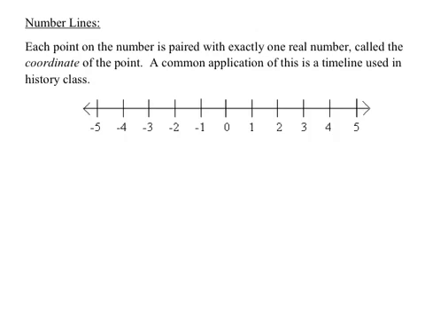Now, let's take a look at number lines. This should be a refresher for you from your previous courses. But what we want to think about is that each point on the number line is paired with exactly one real number, and this is called a coordinate. This is one of our most basic definitions of coordinates. So we're looking at a coordinate on the number line system, not on the Cartesian plane, not on an XY axis. So if you were asked to graph the coordinate -2, it's simply right here at -2.